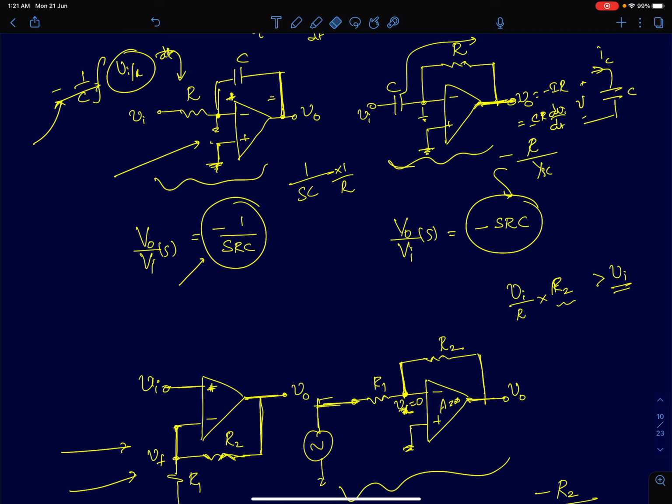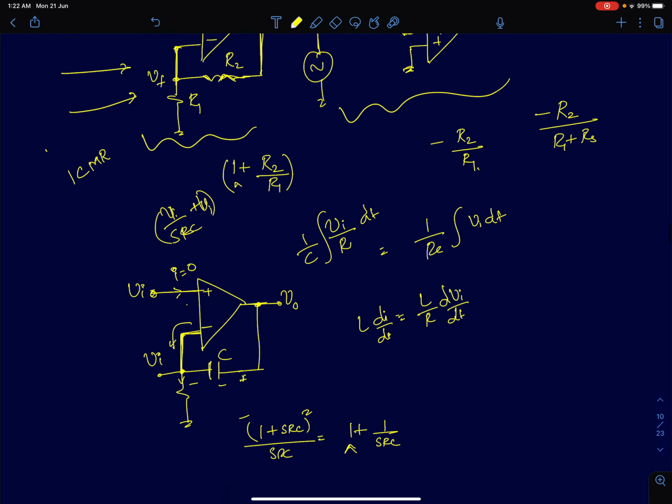Of course, we can cascade this inverting integrator with a gain of -1, built using a circuit like this, and then I can just get away with the inversion sign. Multiplied with -1, you get a positive integration. So you get a non-inverting integrator. But we can actually do that even without using an additional op-amp.